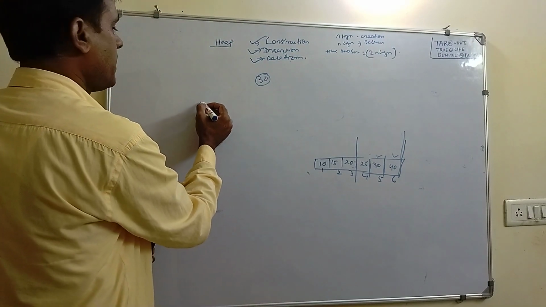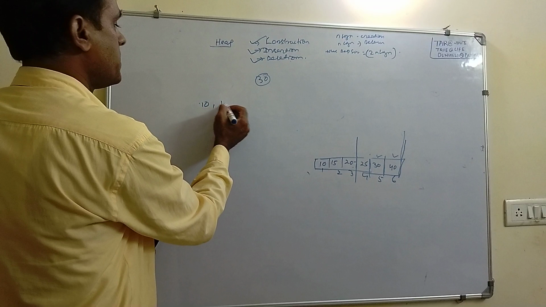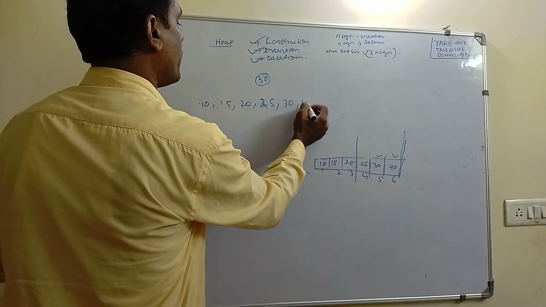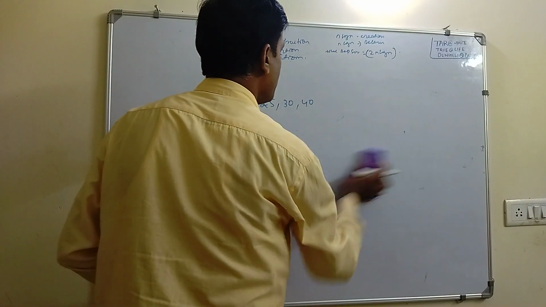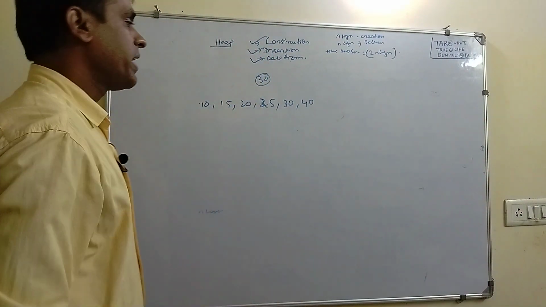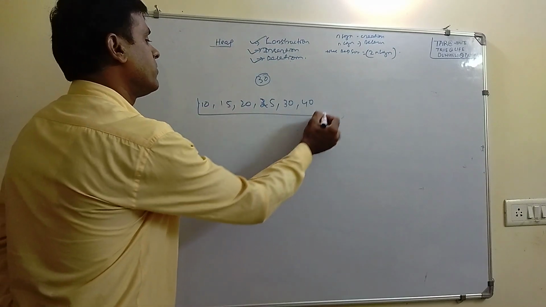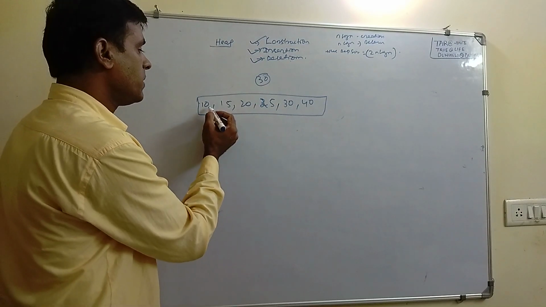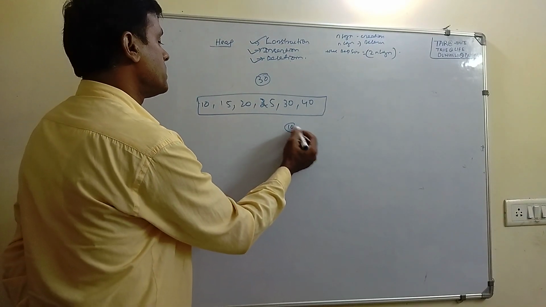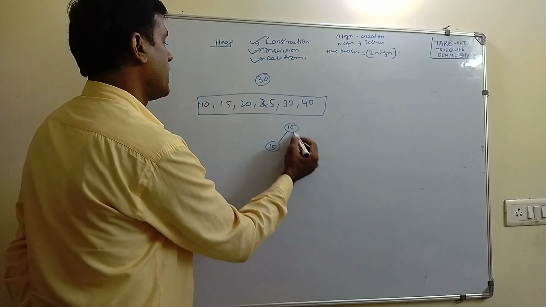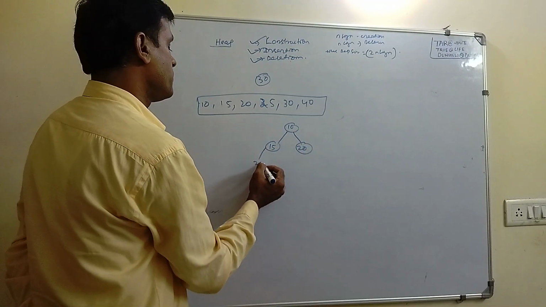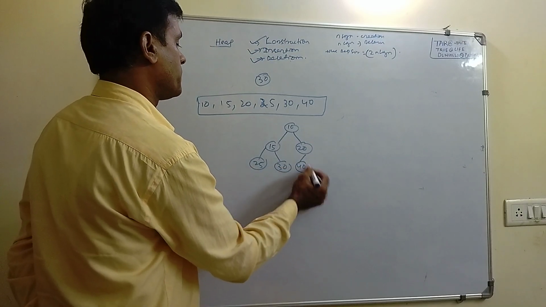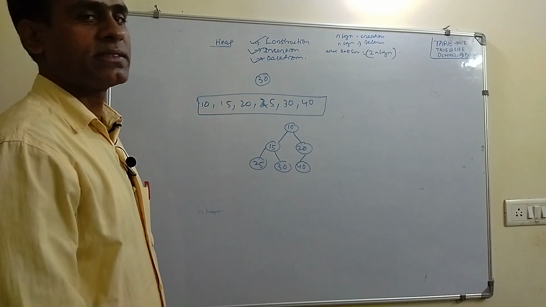Suppose my elements are 10, 15, 20, 25, 30, 40. Whenever I am representing these in a heap, I will not check here whether it is a heap constructed in the proper way or not. So simply I will put this into an array. Suppose this is 10, this is 15, this is 20, this is 25, this is 30, and this is 40. I want to create a max heap.